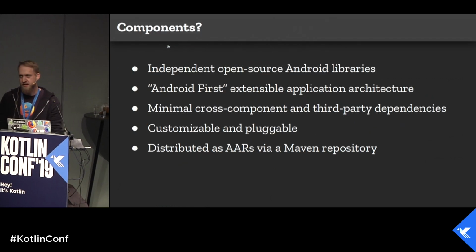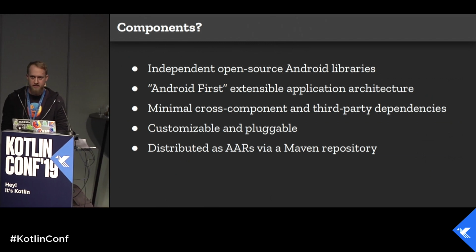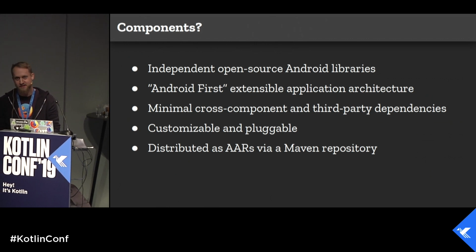But what does components actually mean in this context? For us, it meant we wanted to build independent open source Android libraries. And we wanted to define an Android-first extensible application architecture, which means we wanted to define how you can use those components to build a new app from them. We wanted to have minimal cross-component and third-party dependencies. Whenever you pick up one of the components, it shouldn't mean that you have to use the whole tree of components. And when you pick just one component, it shouldn't mean you need to use some third-party framework that we just liked at the time we wrote the component.